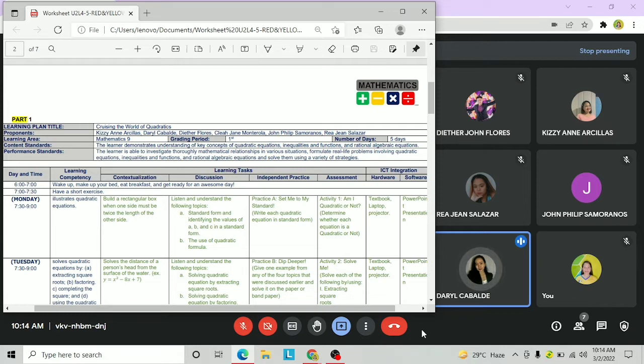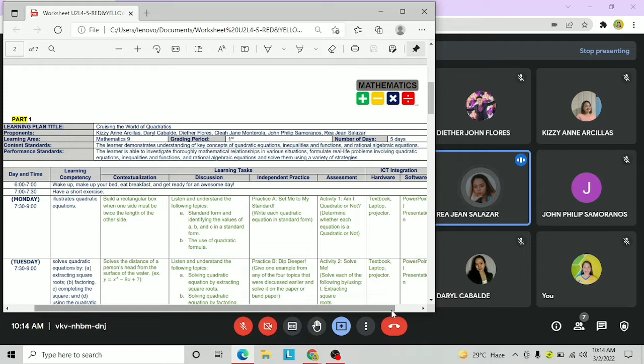The content standard: the learner demonstrates understanding of key concepts of quadratic equations, inequalities, and functions, and rational algebraic equations. The performance standard: the learner is able to investigate thoroughly mathematical relationships in various situations, formulate real life problems involving quadratic equations, inequalities, and functions, and rational algebraic equations, and solve them using a variety of strategies. So now let's start with Monday.